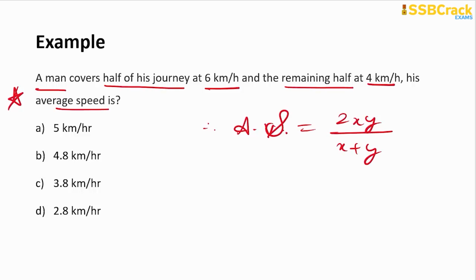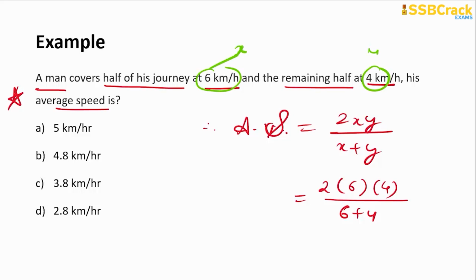The average speed formula is given by 2xy upon x plus y, and this equals 2 into 6 into 4 upon 6 plus 4. Note it here, the first speed mentioned we take as x kilometer per hour, the later speed mentioned we take as y kilometer per hour, as per their unit.